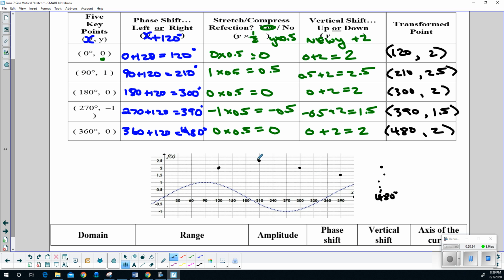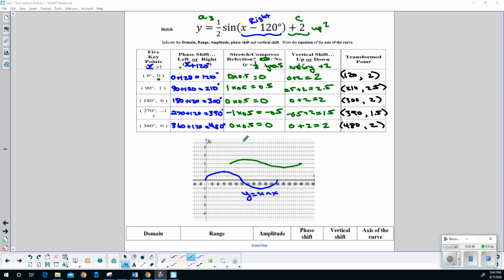So let's finish off our curve. So curvy, oh boy, curvy, curvy, curvy. That was a terrible curvy. Okay, I fixed my curve. It was pretty bad. So we've now got y equals 1/2 sine of x minus 120 degrees, plus 2. So that's what my curve looks like. That's the way it should be. It's shorter, it's pushed over, it's been pushed up.